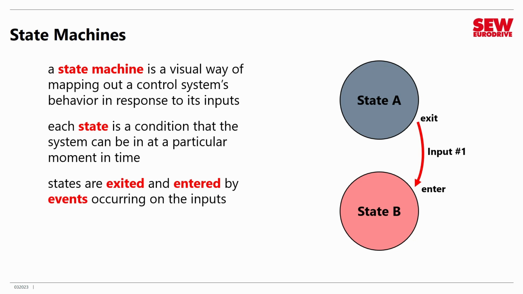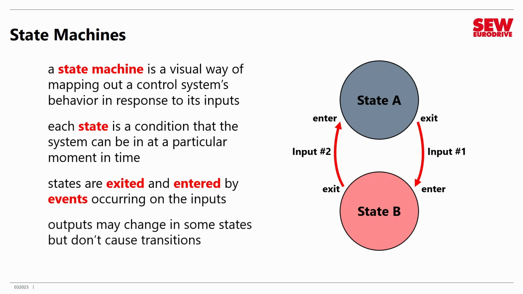Remember, you always have a current state. You're never out of a state. You're always in one of these. And maybe then to get out of state B, a second input has to change to produce that exit from that state to move into the next, back into state A. Be aware that outputs can change in the states, but they don't cause transitions. Only the inputs cause transitions. The outputs may change in the states as the code within the state is executing, but they don't actually cause the transitions, so do be aware of that.